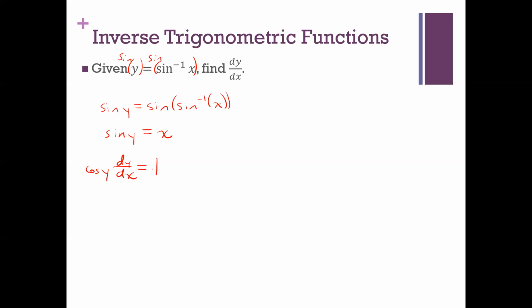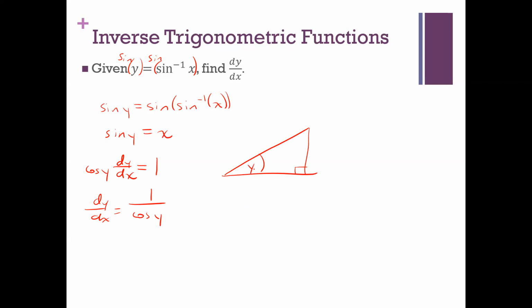All right, then if I want to find dy/dx, that's equal to 1 over cosine y, right? But I would really like not to have y in this differentiation formula. So let's try to get rid of it.